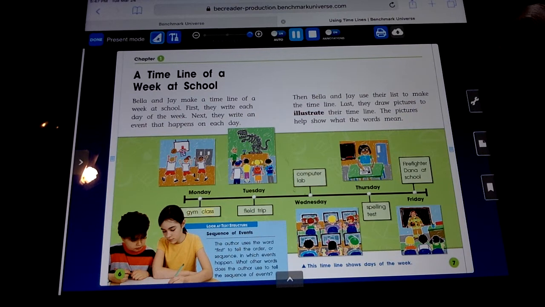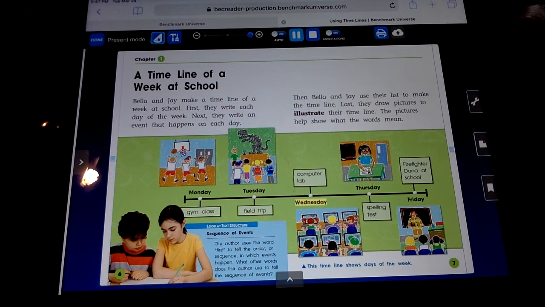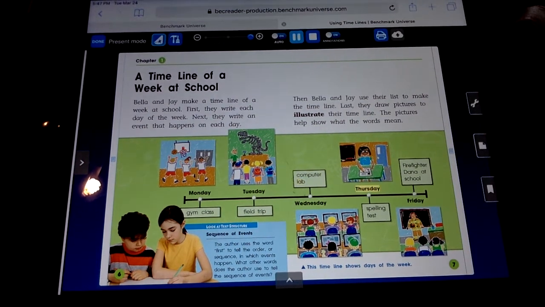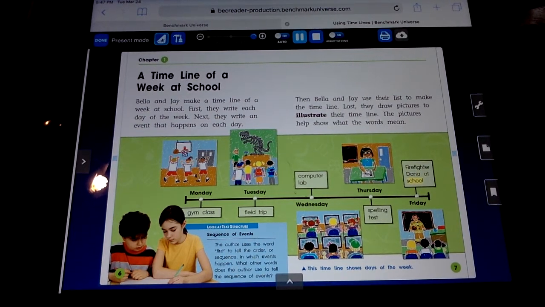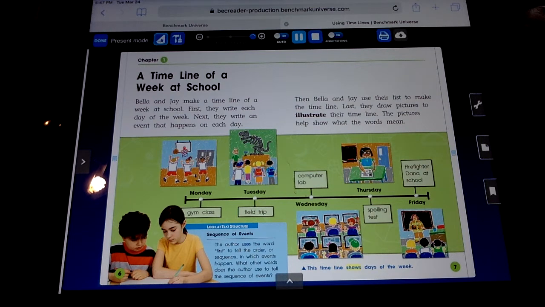Monday, gym class. Tuesday, field trip. Wednesday, computer lab. Thursday, spelling test. Friday, firefighter Dana at school. This timeline shows days of the week. Look at text structure. Sequence of events. The author uses the word first to tell the order or sequence in which events happen. What other words does the author use to tell the sequence of events?